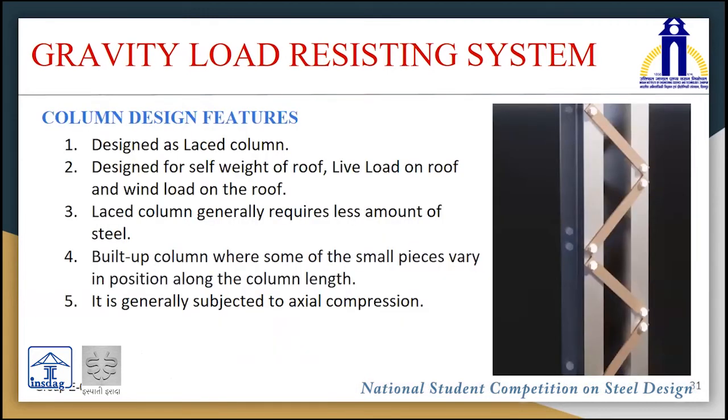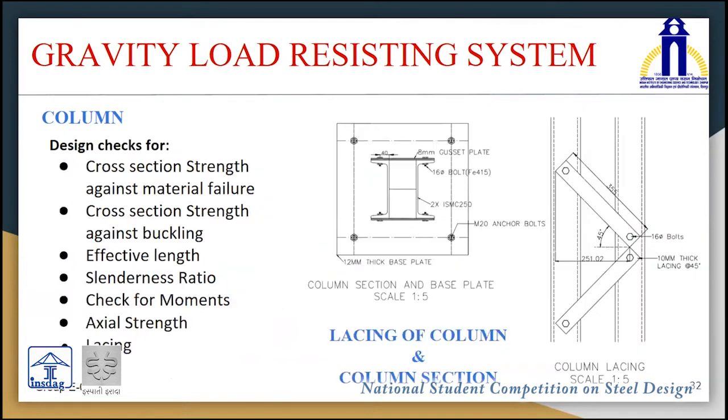Last but not least of the gravity load resisting system is the column, which is designed as a laced column so as to reduce the amount of steel used, while making sure that the structure holds safely against different types of load, mainly acting as axial compression. The column is designed to calculate cross-section strength against both material failure and buckling, along with the design of lacing and bolts which are used to join the columns.